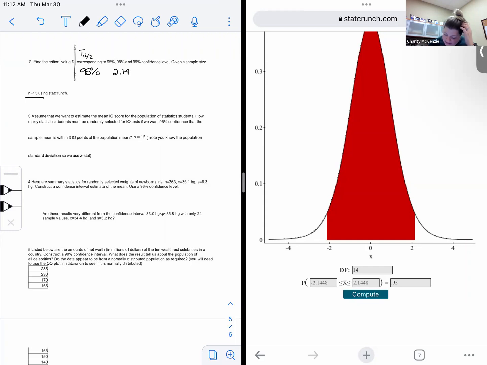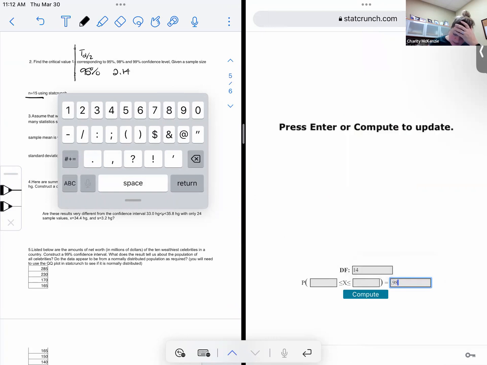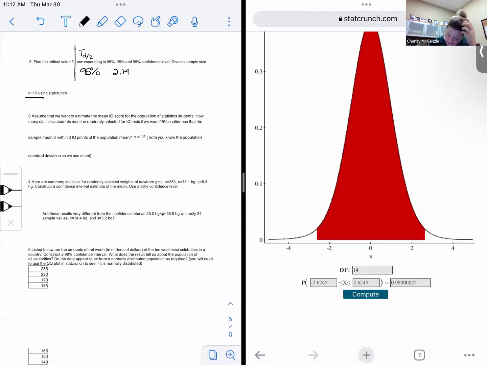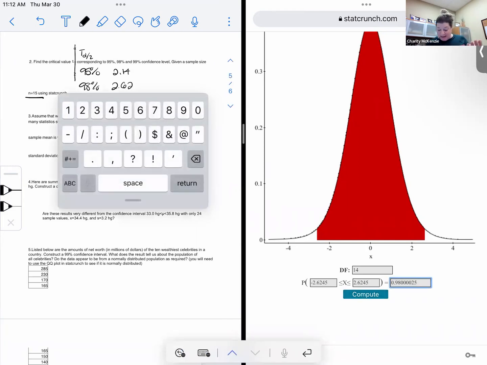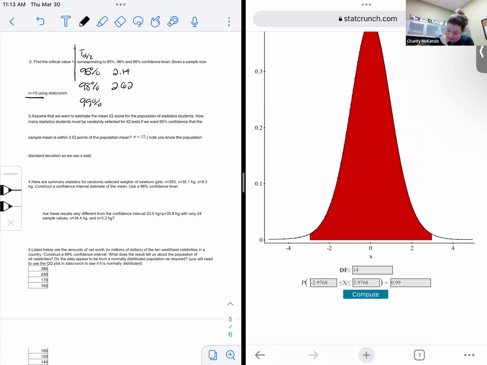If we keep everything the same, but try this for 98%, then compute, still at that same degrees of freedom, we get 2.62. And 99. When you're doing these, they're all around 2 or 3, so that kind of helps you see if you did anything wrong. The last one is 2.98.